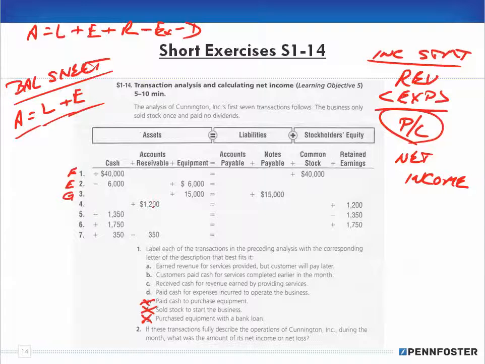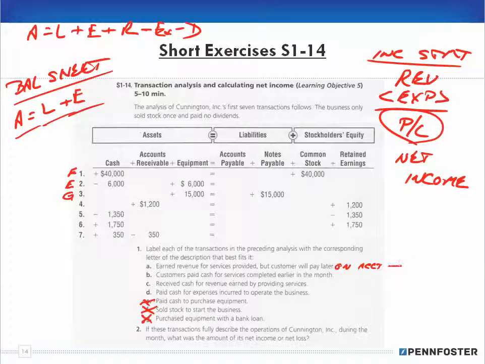Right, number four, we have an increase in our accounts receivable and an increase in retained earnings. It says here, earned revenue for services provided, but customer will pay later. All right, so if the customer is going to pay later, that means that's on account.